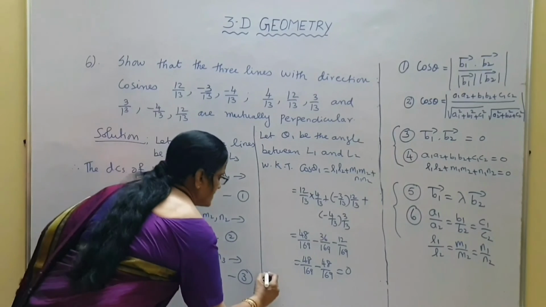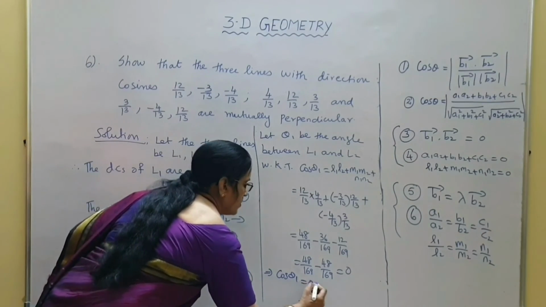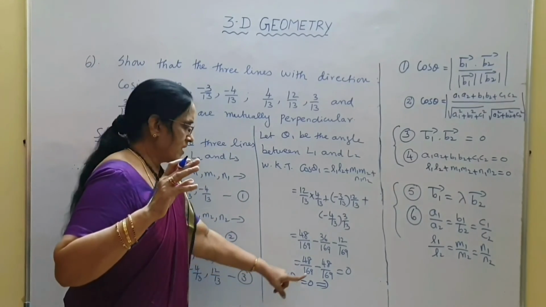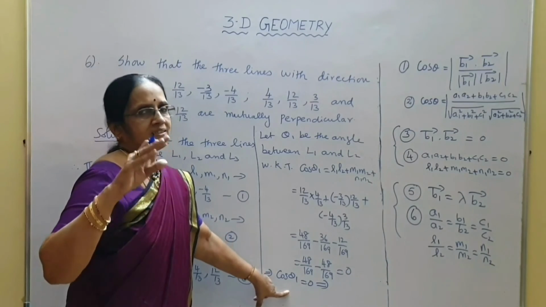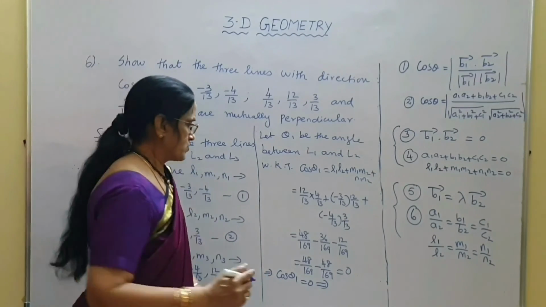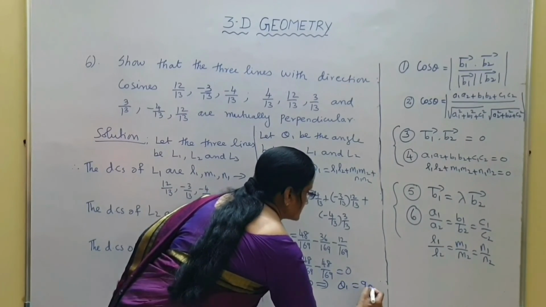So, you are getting, this implies cos theta 1 equal to 0. So, what value of theta 1? Cos theta 1 is 0 only when theta 1 is 90 degrees. You know cos 90 is 0. So, this implies theta 1 is equal to 90 degrees.